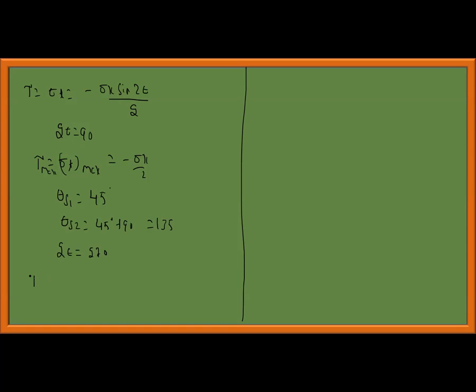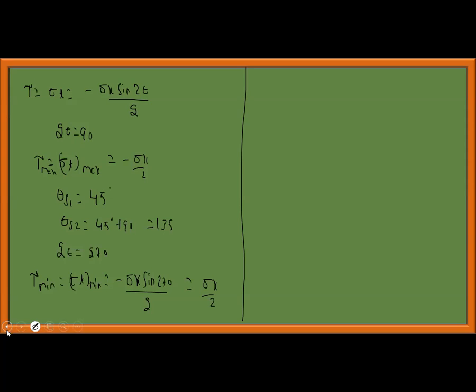Sigma t minimum is equal to minus sigma x into sine 270 by 2. Sine 270 is minus 1, so this is equal to sigma x by 2. This can be maximum or minimum, don't worry. If this is minimum, that is maximum. Don't worry about the sign, but you should remember that the sign indicates it is acting in the opposite direction. Always you should remember that.